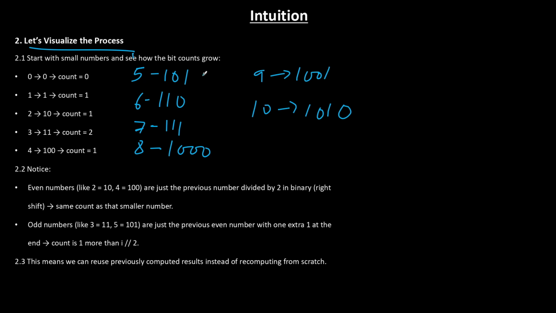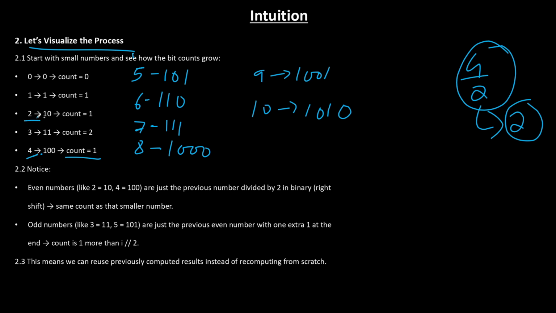Fine. Now here you can see a pattern. Let's take 4 here. The count of ones for 4 is 1, the number of ones present is only one. Now if you take half of 4, which is 2, the binary representation is 10, and the count of 1 is also 1 here. Fine. Now let's take 8. You will see that there is only one 1 present in the binary representation of 8.